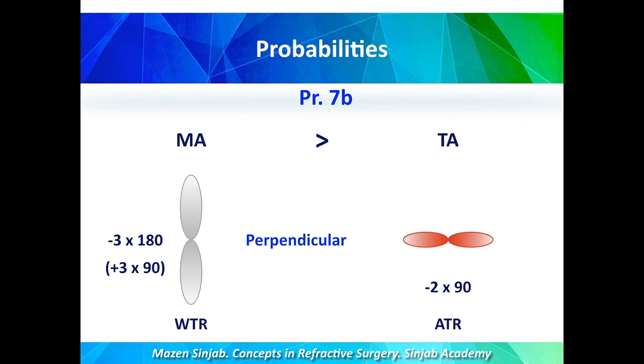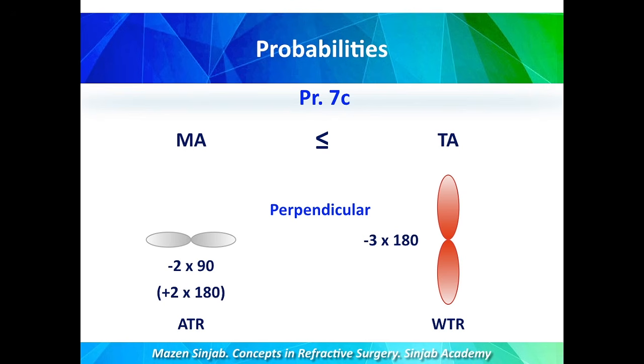7b, still the same, but the amount of the manifest astigmatism is larger than that of the topographic astigmatism. Like in this example, manifest is -3 at 180 or +3 at 90, while the topographic is -2 at 90.